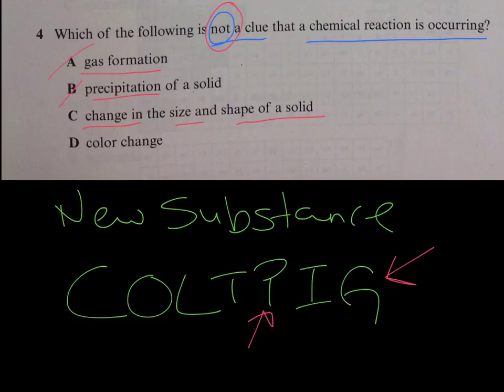And let's look at the last one, letter D. Color change. Is color change found in cold pig? Where? Great job, right there. So because of that, that cannot be our answer. Again, we're looking for not a clue that a chemical reaction is occurring. So which is the only one that has an answer that is not found in cold pig and does not talk about a new substance forming? Great job. Letter C.